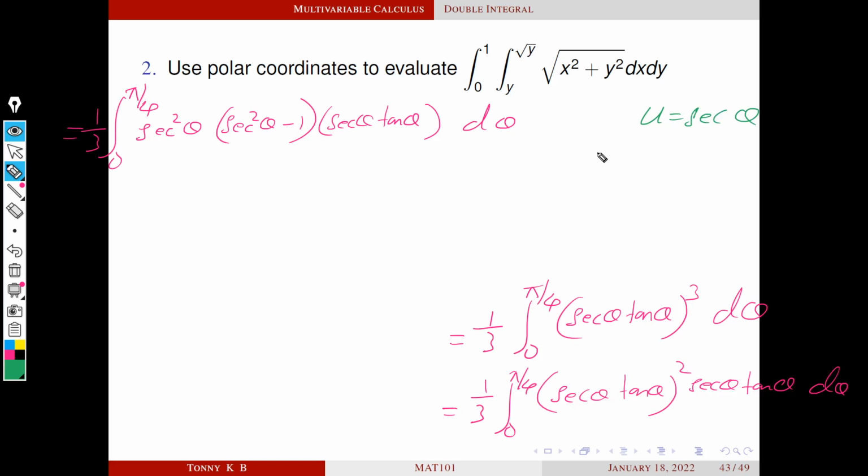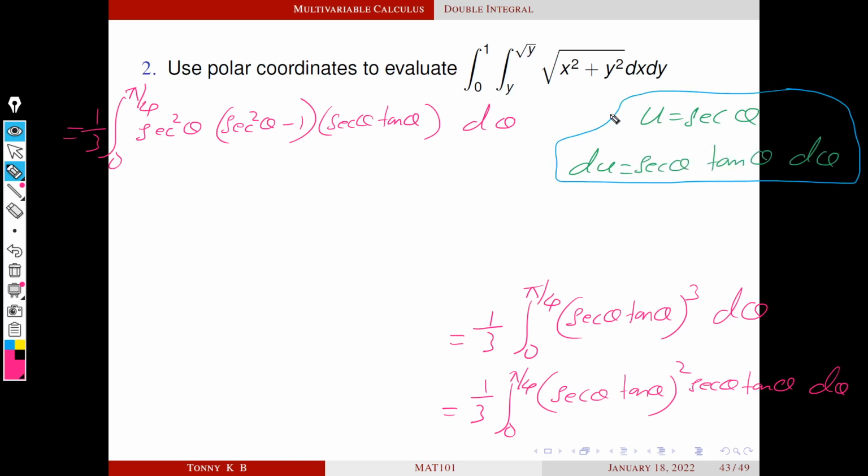Then what about du? du is equal to sec theta tan theta d theta. Okay, u equal to sec theta, then du equal to sec theta tan theta d theta. So what about our integral? Our integral becomes 1 by 3 integral. What about sec square theta? That is u square, right? So this is u square minus 1, and this term is our du.